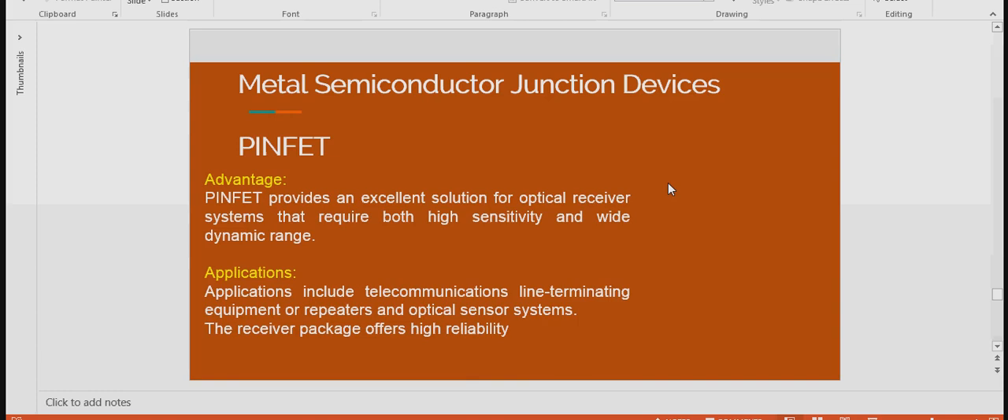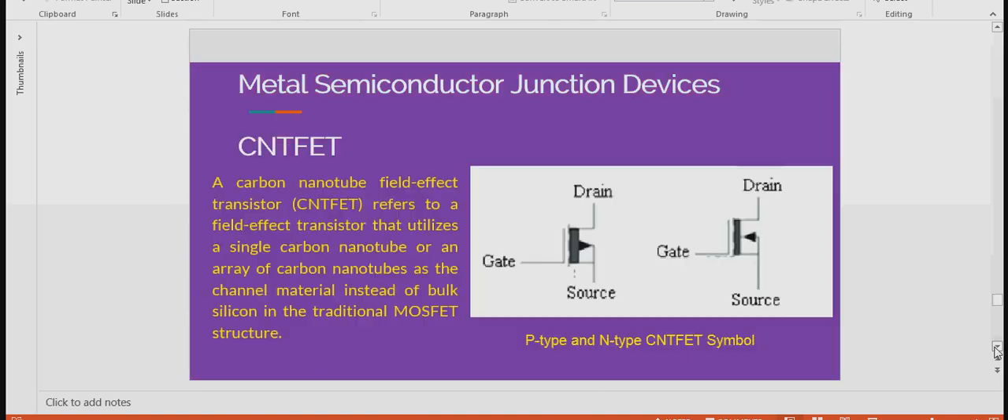What are the advantages of FinFET? FinFET provides an excellent solution for optical receiver systems that require both high sensitivity and wide dynamic range. What are the applications of FinFET? Applications include telecommunication, line terminating equipment or repeaters, and optical sensor systems. The receiver package offers high reliability, long life.